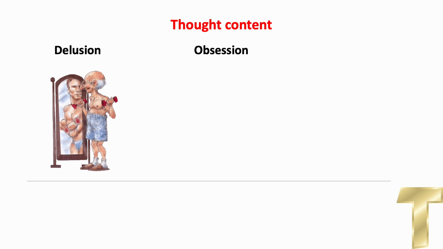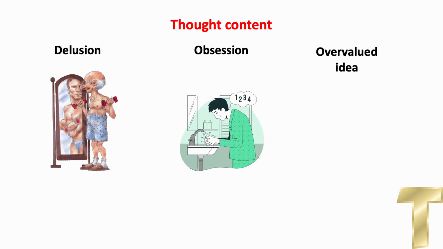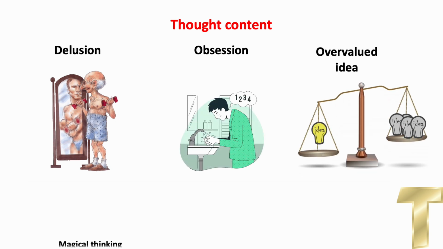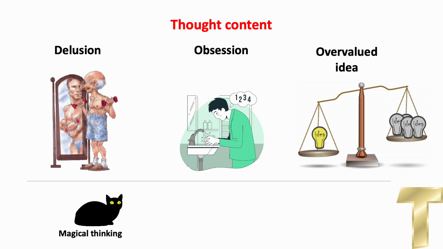The second category of thought assessment is about thought content. It includes delusion, obsession, overvalued ideas, magical or superstitious thinking, preoccupation, and so on. How to differentiate between them is a big task, and it cannot be done in a 10-minute introductory video.